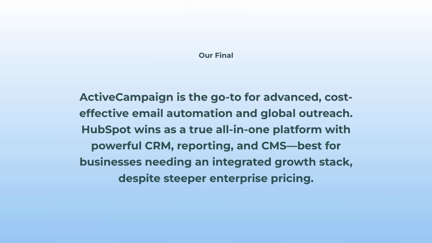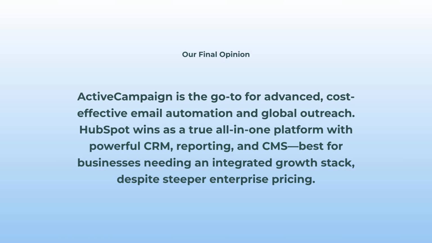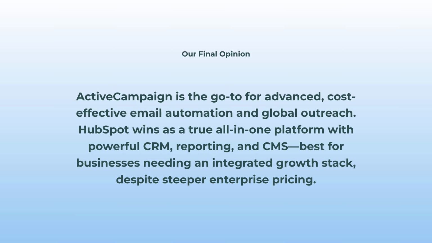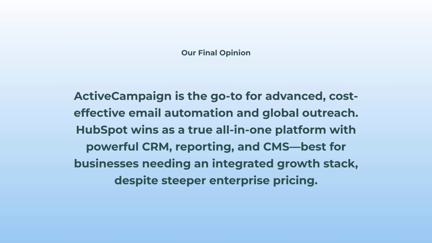So, what's my take after all that? Look, ActiveCampaign is the move if you want smart, scalable automation, especially if you're serious about email and going global, and you don't want to break the bank. Now, HubSpot is the real deal if you need an all-in-one growth engine. If you want CRM, advanced reporting, and a killer CMS, it's no contest. Yeah, their pricing's kinda bonkers once you scale, but the power is there if you need it.